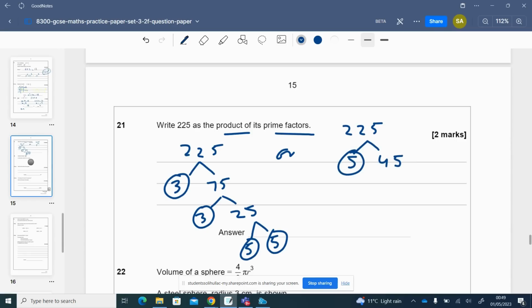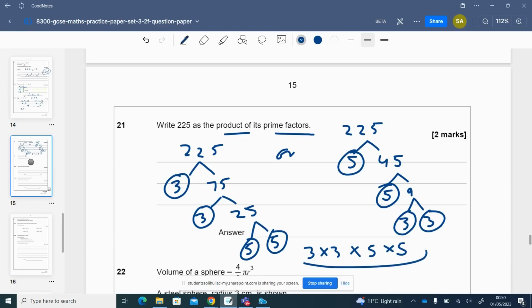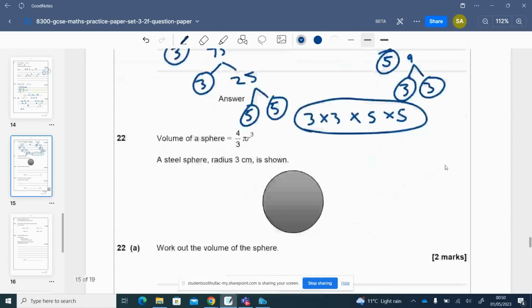Okay, circle the 5 because 5 is a prime number. 5 times 9 is 45, so 5 is another prime number, and 9 is not a prime number, so you need to think that 3 times 3 gives you 9, so you circle these two as well. So whatever way you choose, your final answer should be 3 times 3 times 5 times 5. Okay, and that is the product of its prime factors. The combination will always be the same, whatever way you choose to work out the product of the prime numbers.